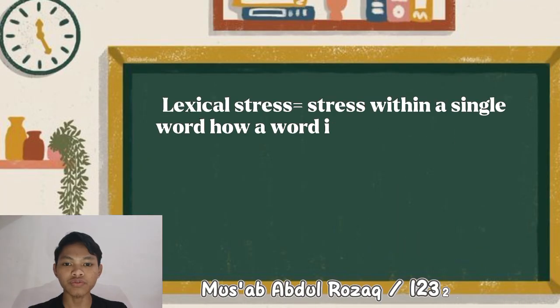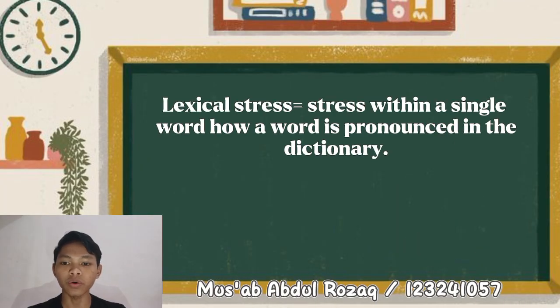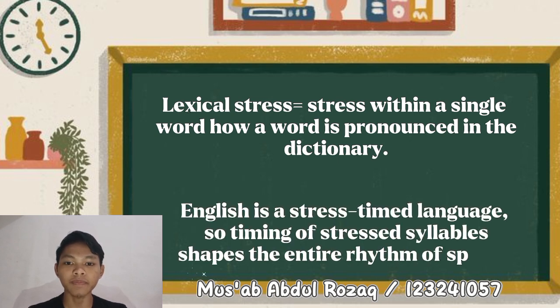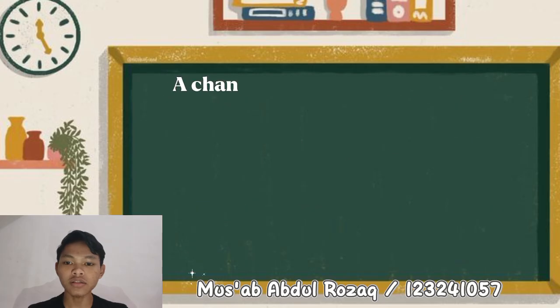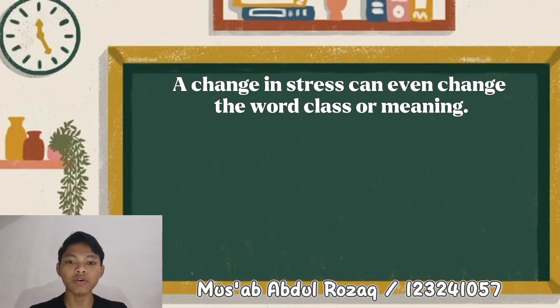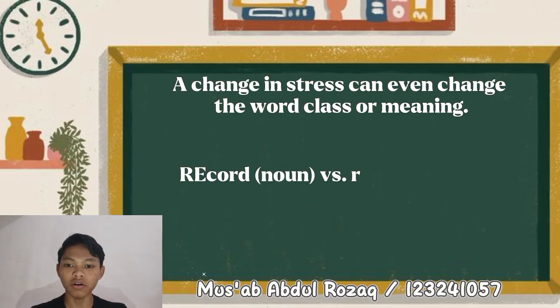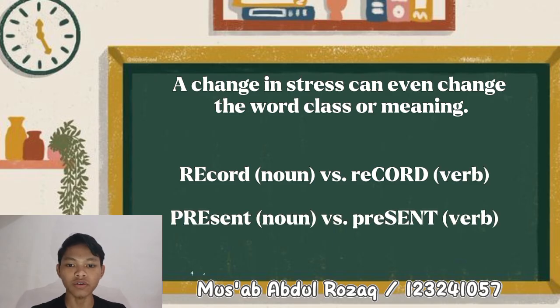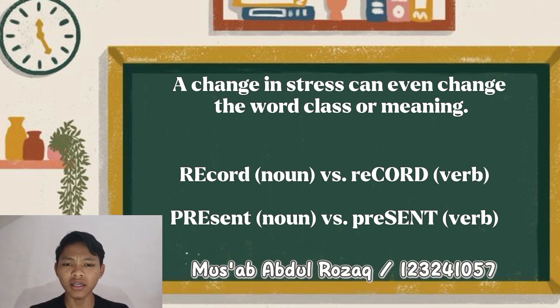Lexical stress refers to stress within a single word, how a word is pronounced in the dictionary. English is a stress-timed language, meaning the timing of stressed syllables shapes the entire rhythm of speech. A change in stress can even change the word class or meaning. For example, record is a noun versus record is a verb. Present is a noun versus present is a verb. Misplacing stress can make you sound unclear or like you are saying a different word.